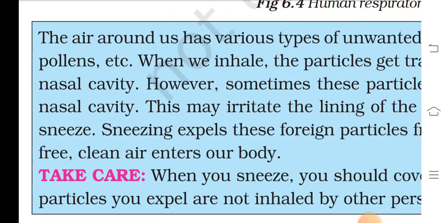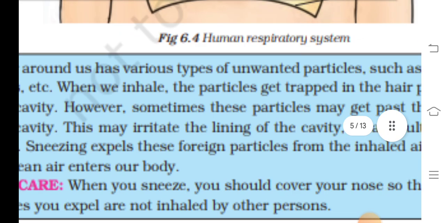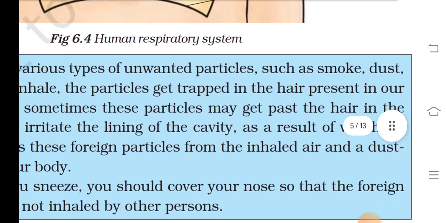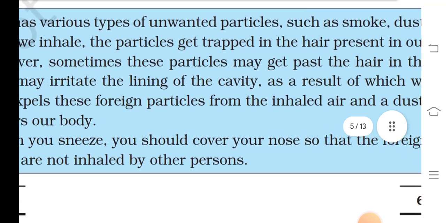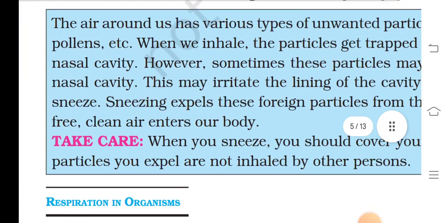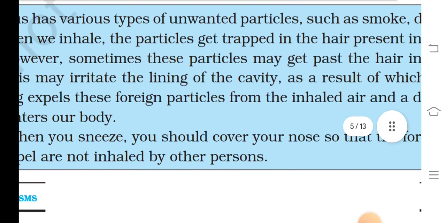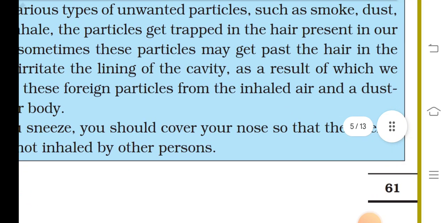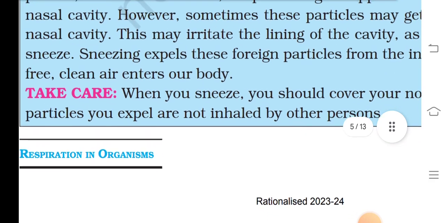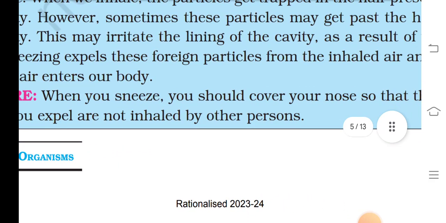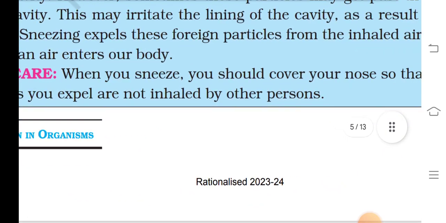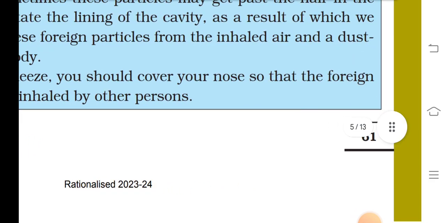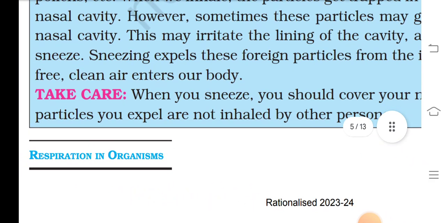The air around us has various types of unwanted particles such as smoke, dust, pollen, etc. When we inhale, the particles get trapped in the nasal cavity. However, sometimes these particles may get past the nasal cavity. This may irritate the lining of the cavity, as a result of which we sneeze. Sneezing expels these foreign particles from the inhaled air, and only clean air enters our body.